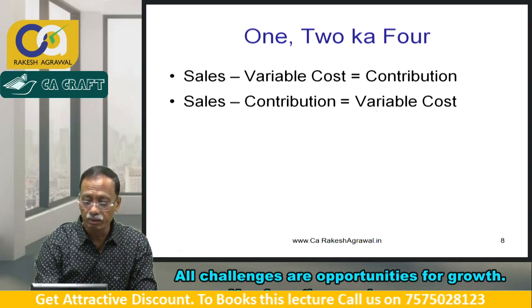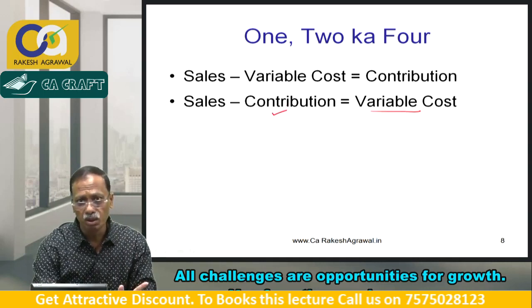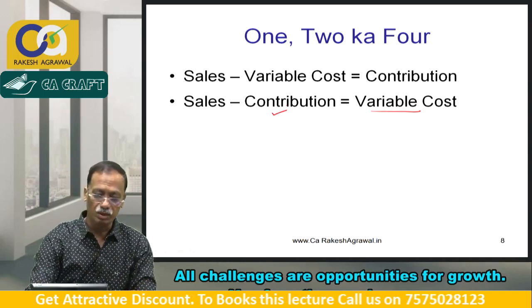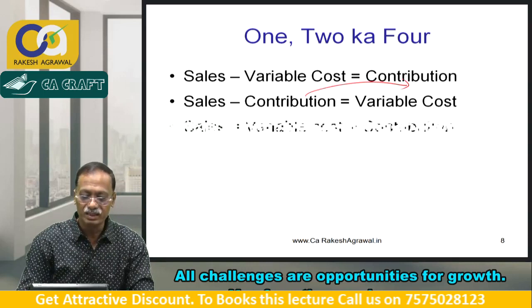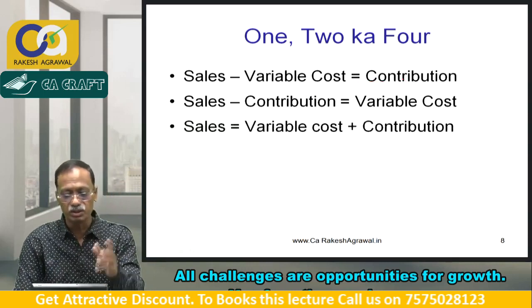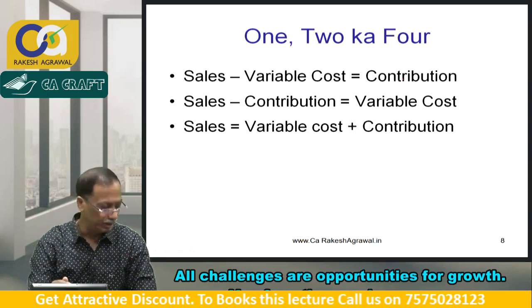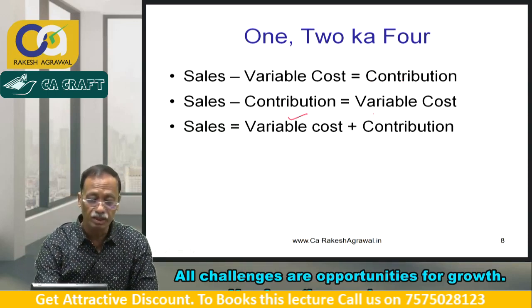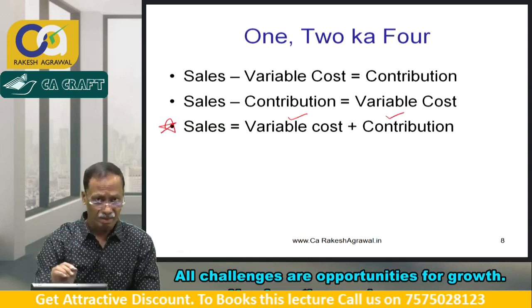Sometimes in the question variable cost is missing, but contribution is given. So you deduct the contribution from sales to get the variable cost. Or now I am shifting contribution to the right side. So can I get sales is equal to variable cost plus contribution? Now sometimes in the question, if sales itself is missing, but variable cost and contribution are available, but we don't use this formula very commonly, right?